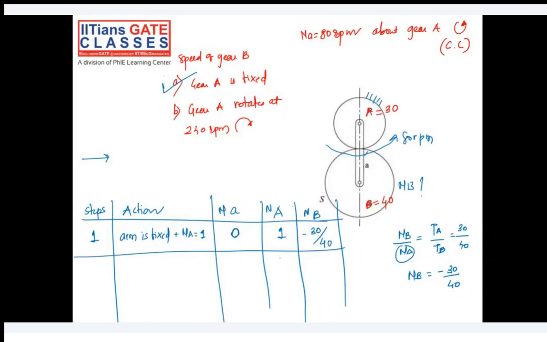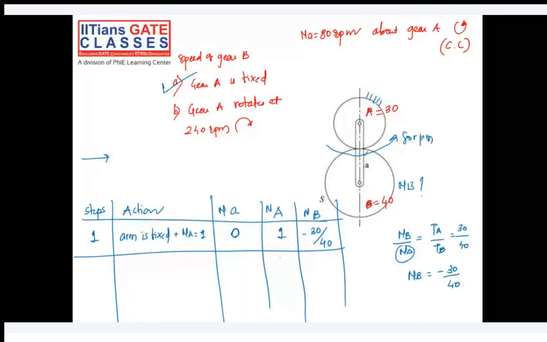I'll repeat what I have done. I have fixed the arm. If you fix the arm, the gear train will become a simple gear train, and NB by NA will become TA by TB. That's why I'm writing minus 30 by 40. The minus term is coming because if A gear rotates in a clockwise direction, B will rotate in a counterclockwise direction.